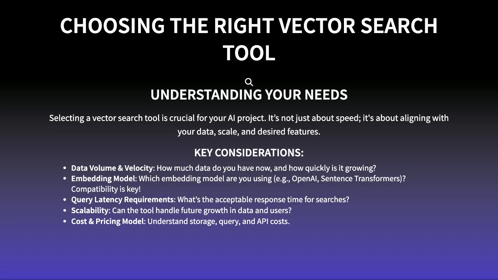Okay, let's talk about picking the right vector search tool for your AI project. It's a really important step, and it goes way beyond just finding something fast. You need to think carefully about how much data you're dealing with. Is it a small collection or a massive data set? Then, make sure the tool works seamlessly with the embedding model you've chosen. Don't forget to consider things like how quickly you need results, query latency, and whether the tool can actually scale as your project grows. And of course, cost plays a big role too. It's important to understand all the pricing structures involved.